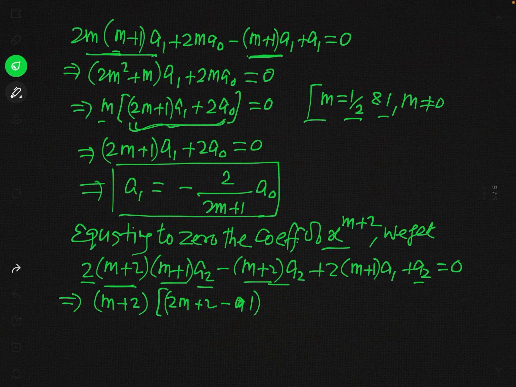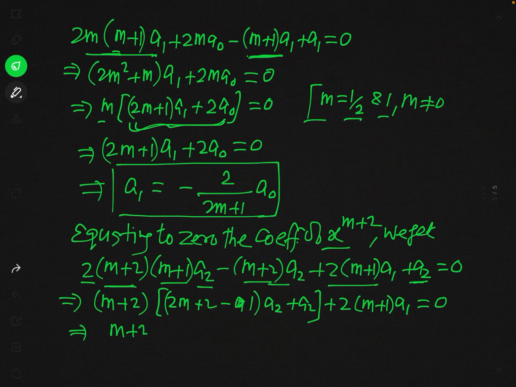Sorry, this will be minus 1, and the common factor will be a2, plus this much, that is a2 here, and this is an independent term. This is 2 into m plus 1 into a1, and this equals 0. So now you can see this is 2m plus 2 minus 1. It means this is 2m plus 1 into a2.